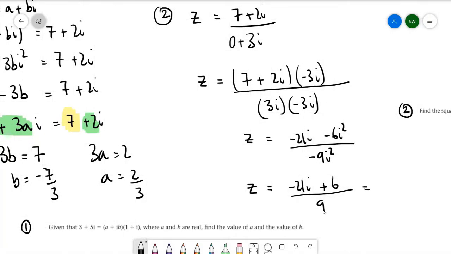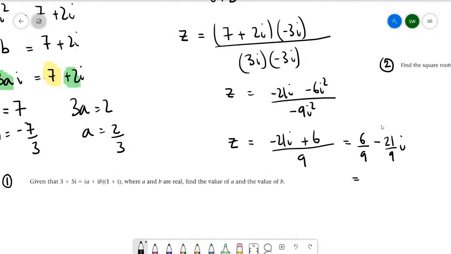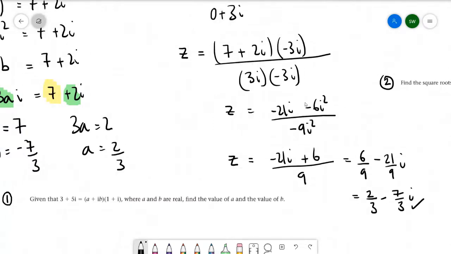6 over 9 is the real part. I'm just going to split this up into two fractions, and then minus 21 over 9i, and obviously you can simplify that to what we had before, which is 2 over 3 minus 7 over 3i. So hopefully you can see that this method on the right is slightly easier.